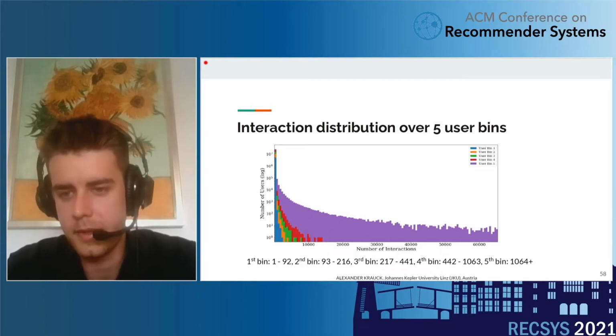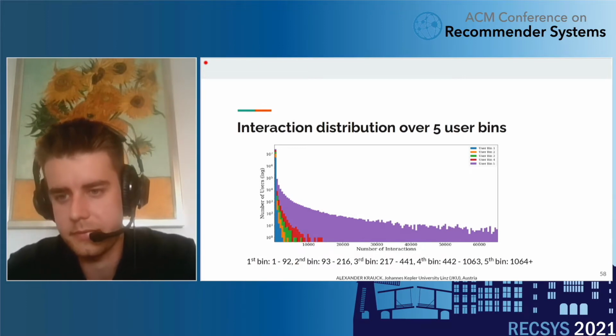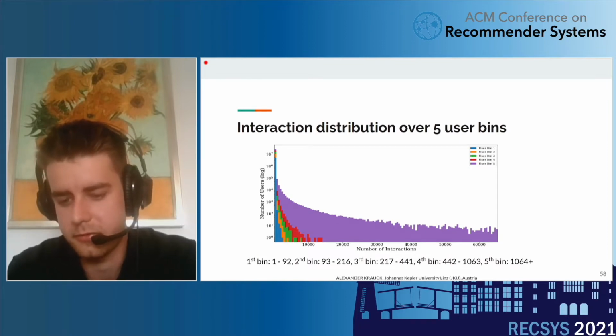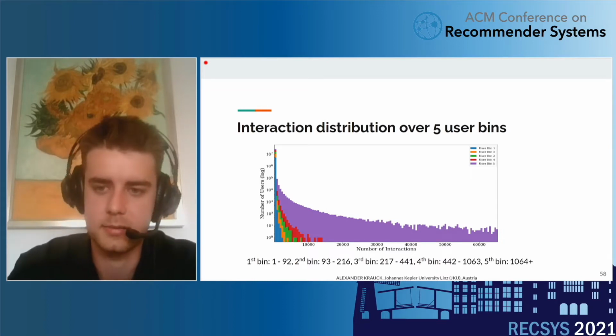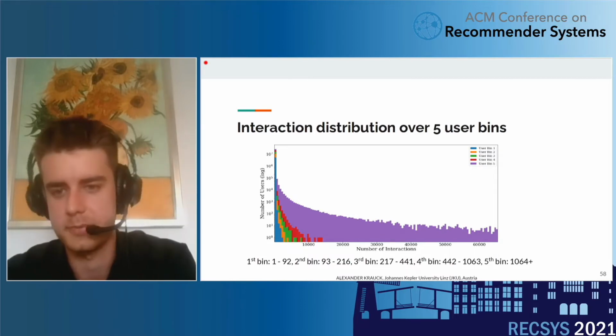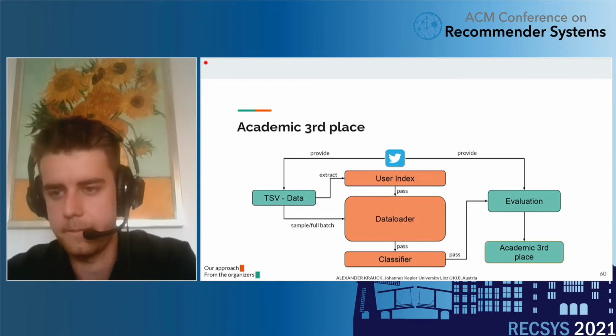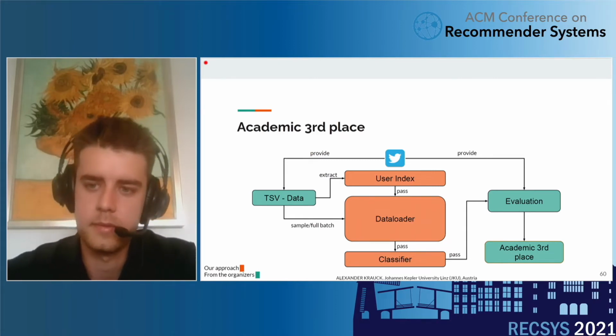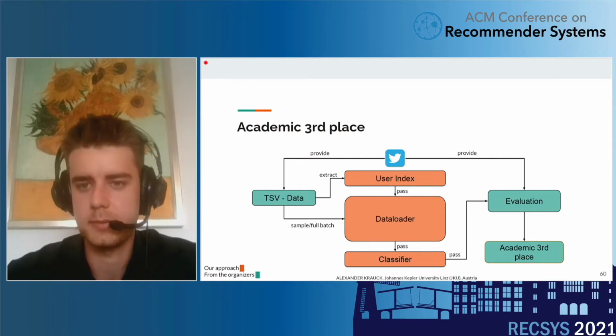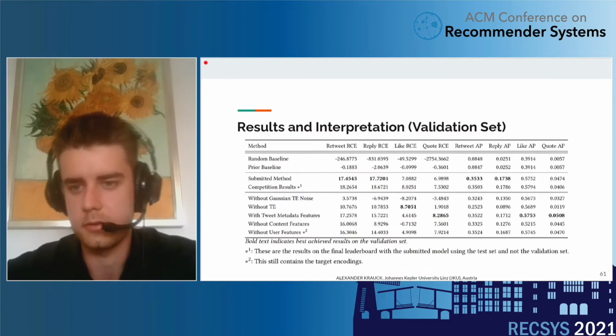And this basically results in the classifier seeing many more samples for users with many followers, and this is clearly a bias which can result in better performance for those user groups, which is bad. So now that the samples are evaluated, we received a 3rd academic place, and now let's look at our results.